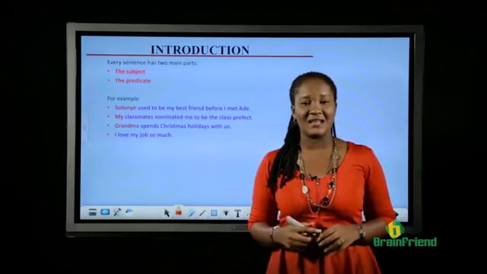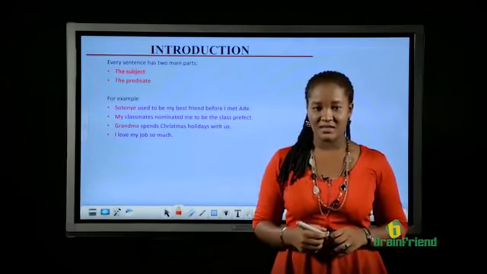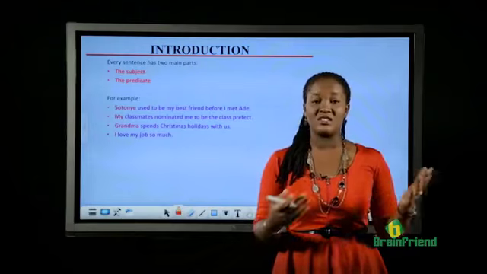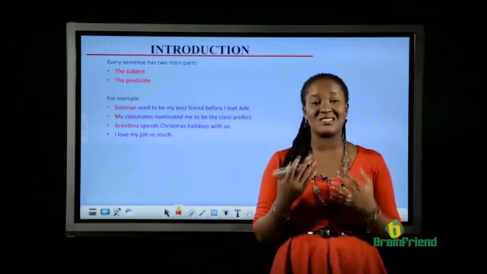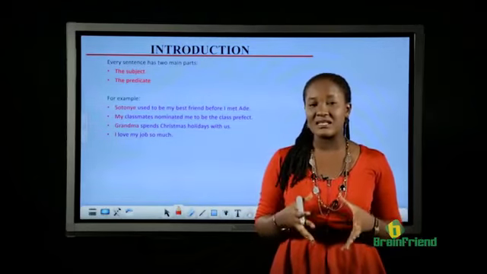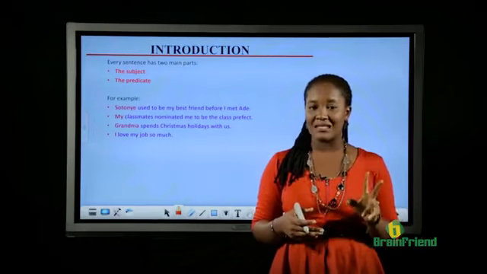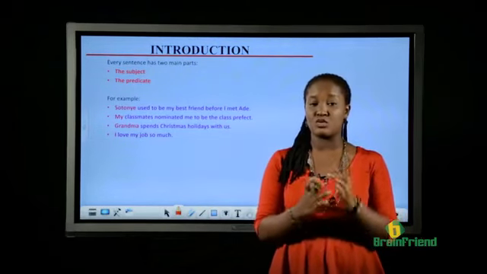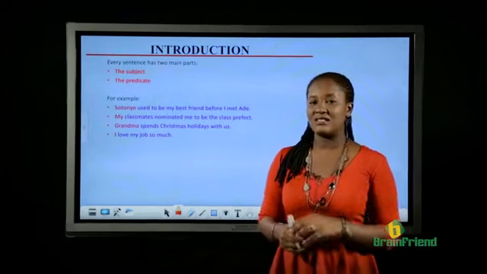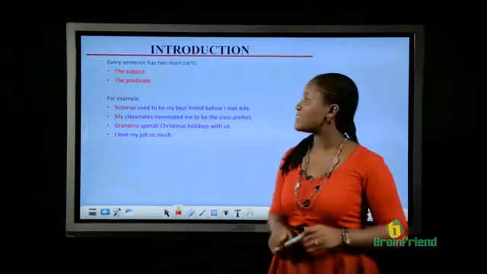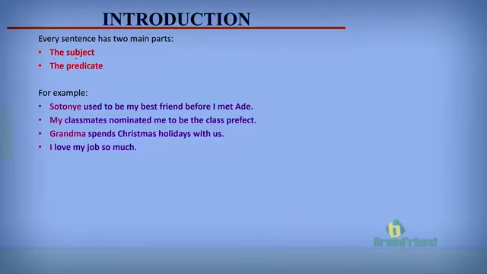Every sentence has two parts. When we speak, when we discuss with our friends, we make use of sentences. And every sentence has two parts. That is, we can divide a sentence into two. Let's look at these two parts of sentences. The first part is the subject, and the second part is the predicate. So every English language sentence has two parts, the subject and the predicate.